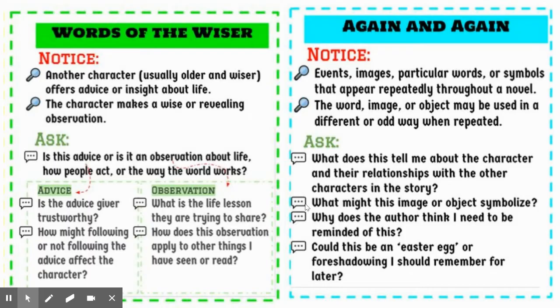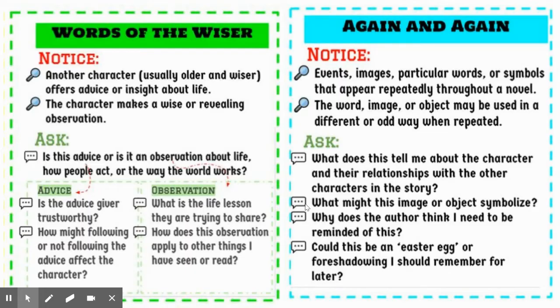Words of the Wiser are when another character, usually one that's older and wiser than our main character, offers some sort of advice or insight about life for our character to guide them. It can also be when the character makes a wise or revealing observation themselves. They can also offer advice to other characters based on their previous experiences that may help those characters as well. That's them starting to take over that role of being the wiser guide in the story.